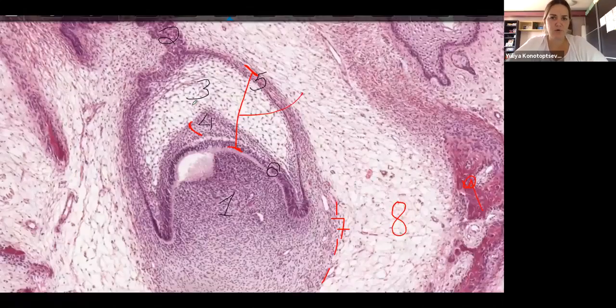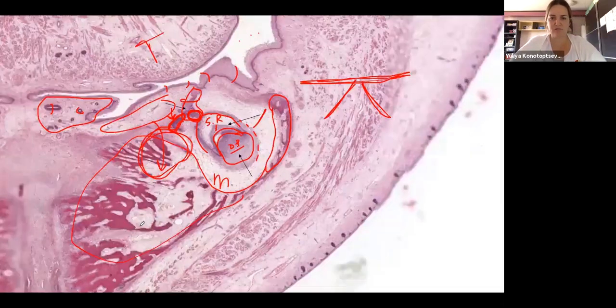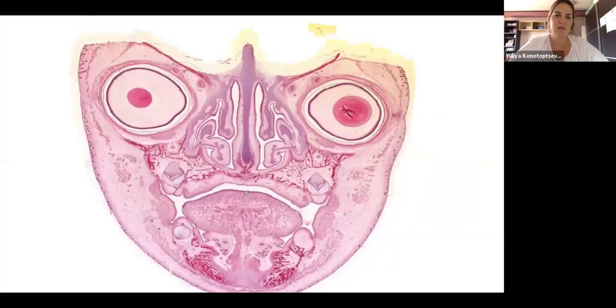By the way, I forgot to say, it's understandable that this is H and E, right? If I don't say the staining, it's always H and E. Always assume it is H and E unless said otherwise. Okay, so H and E. The same idea, right? So this is going to be your rat embryo, H and E. You see the same thing, nasal septum, tongue, sublingual salivary gland.